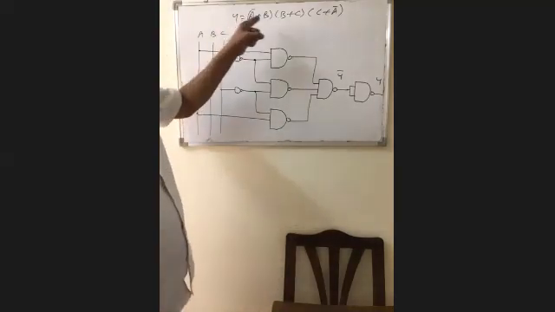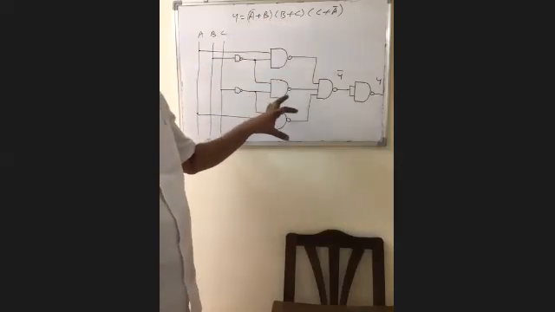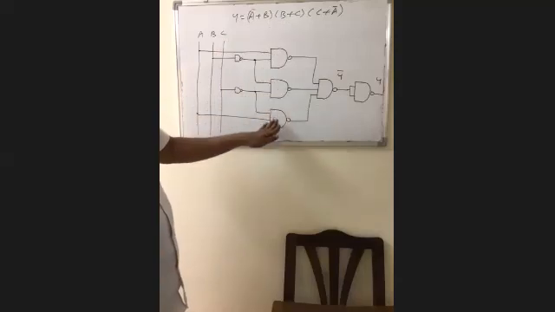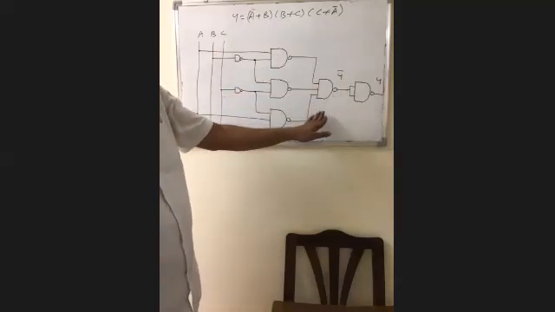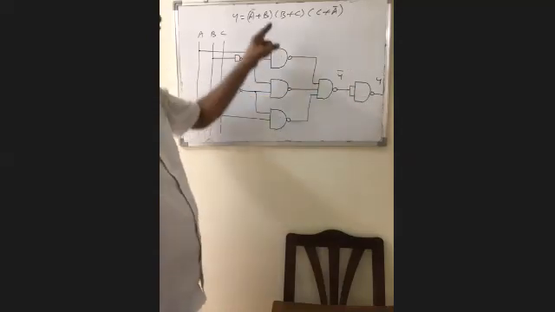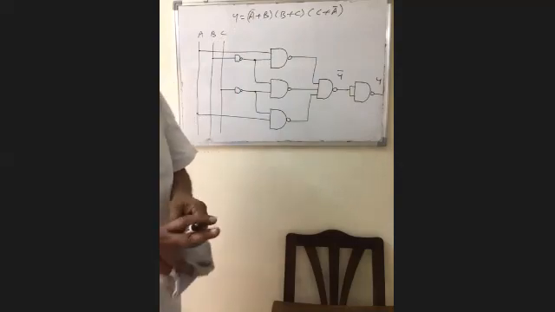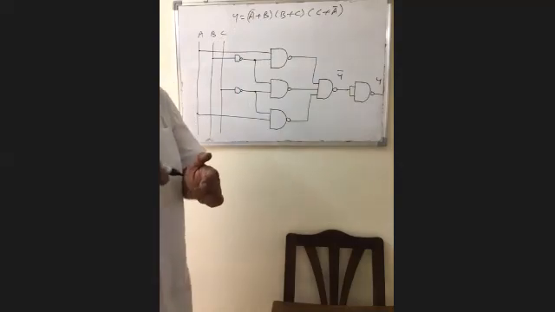To realize the POS expression by using only NAND gates, the first level gates are NAND gates, the second level gate is also a NAND gate, and you have to connect a single input NAND gate in the third level and complement all input variables. That is the procedure.